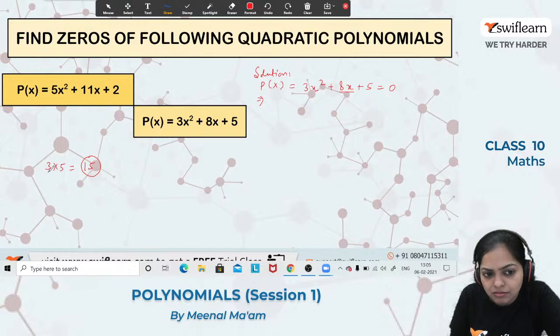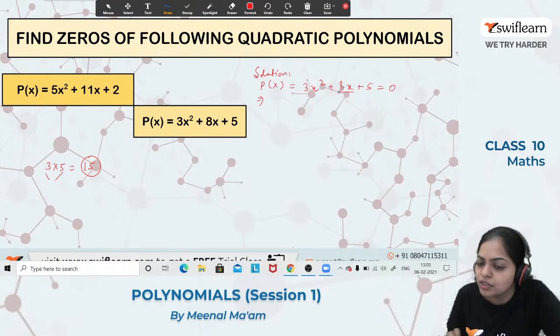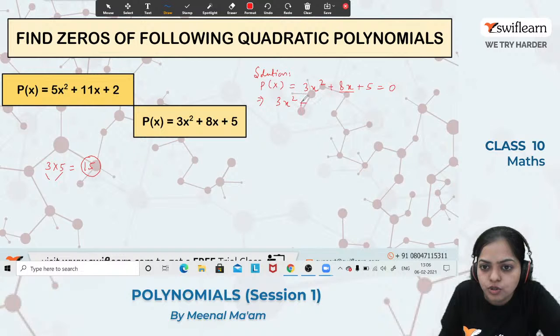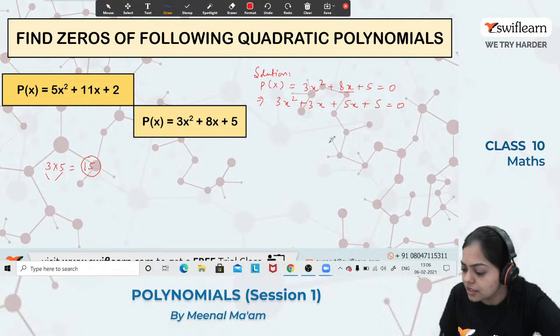So what do you all think? It is clearly visible that 3 and 5 are those two factors. When we add them, we will get the middle term. Definitely, we got our two factors. So what will we get? We have split the middle term like this: 3x plus 5x plus 5 is equal to 0. So we are done with the second step, middle term splitting.